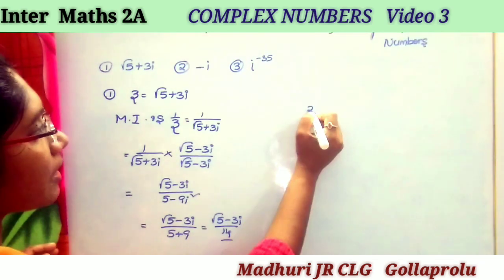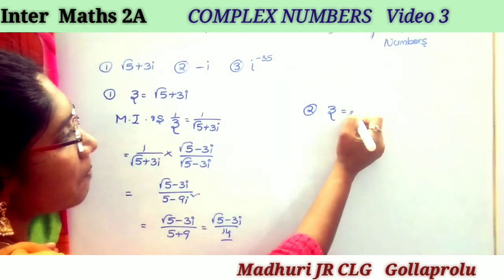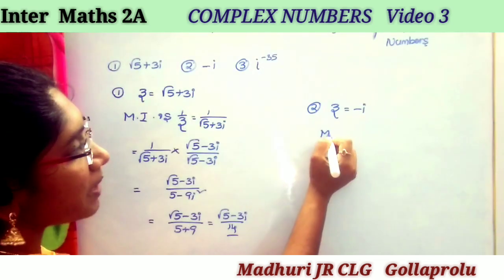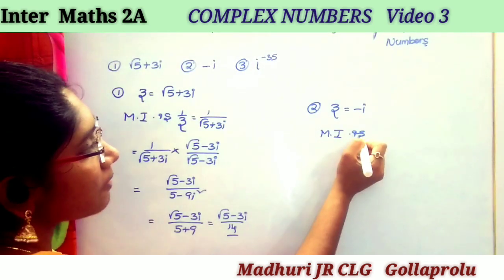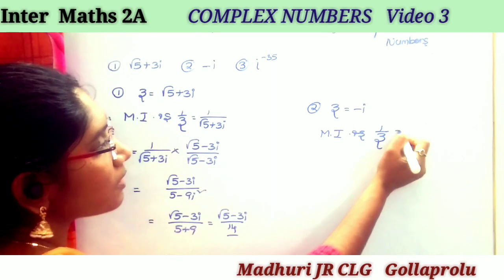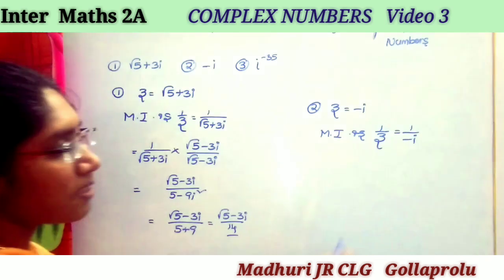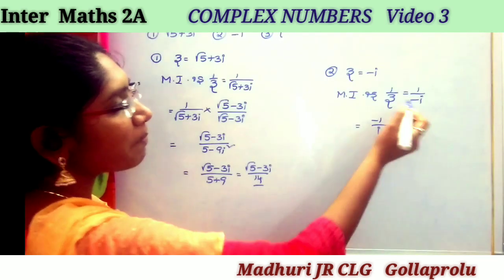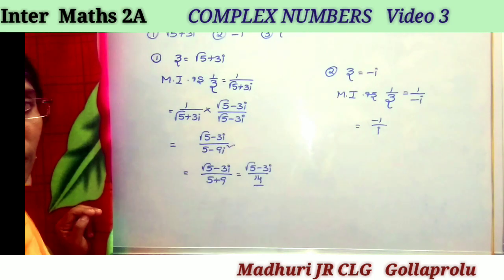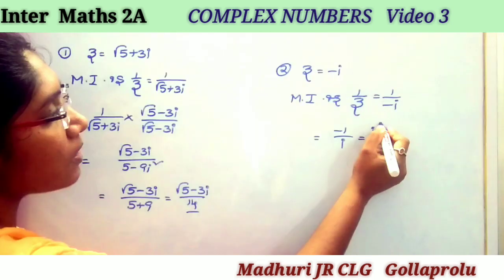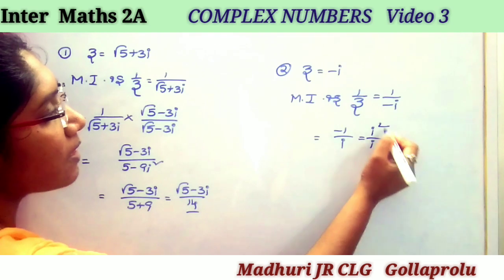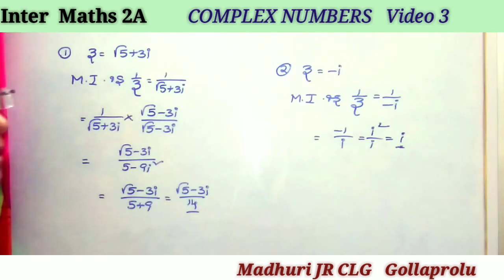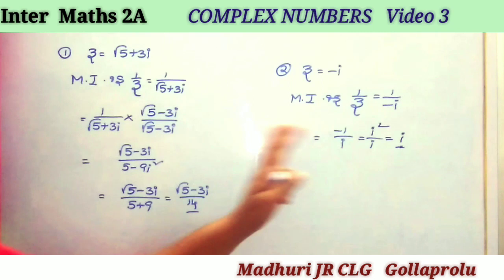Now the next question, second, z is equal to minus i. We want the multiplicative inverse, that is 1 by z, that is 1 by minus i. So this is nothing but minus 1 by i, and this is minus 1 times i square by i, which is equal to i. That's all. That is the multiplicative inverse.